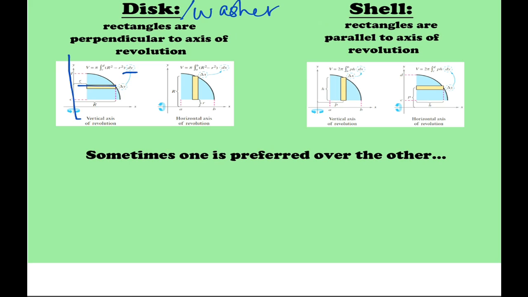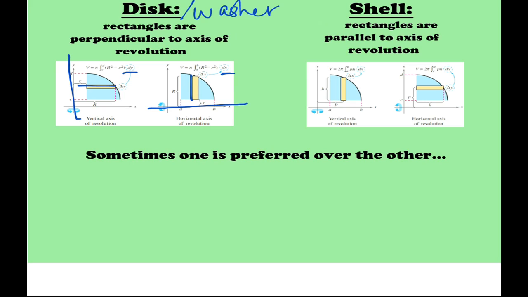If our axis of revolution was horizontal and we were doing disk or washer method, then our rectangles would be vertical, perpendicular, right, to our axis of revolution. We would then be integrating with respect to x. We would have to figure out what our radius was if we were doing disk. We would have to figure out what our big radius is and our small radius is if we were doing washer, and then we would have to integrate it using our pi r squared h. Okay, that's disk and washer.